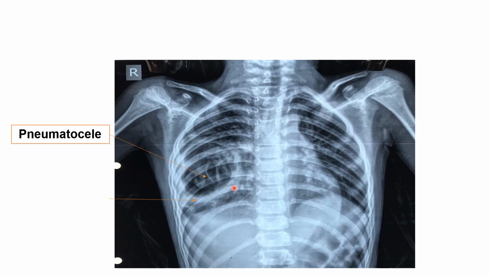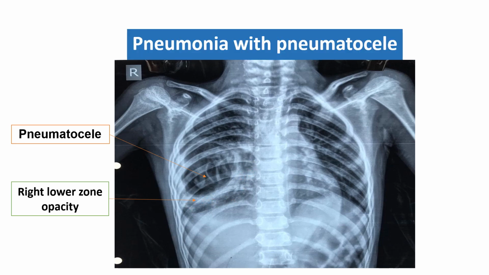influenzae also. Due to the rupture of these pneumatoceles, the patient can develop complications of pneumothorax, or sometimes pneumomediastinum can also develop. So whenever there is a radiolucent cavity, an air-filled cyst we can say, with wall thickness between 1 to 4 mm in the area of consolidation, we use the terminology pneumatocele. And here the right lower zone opacity is also present. So the diagnosis for this X-ray will be pneumonia with pneumatocele.